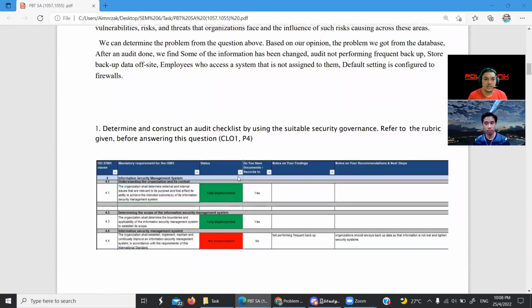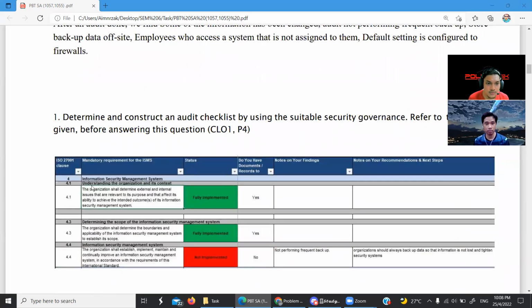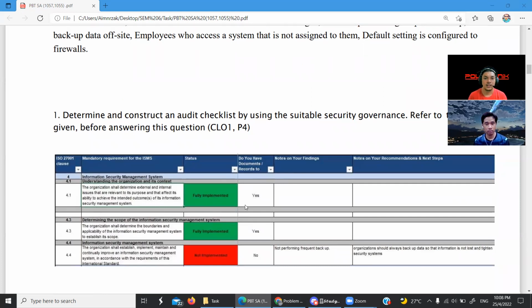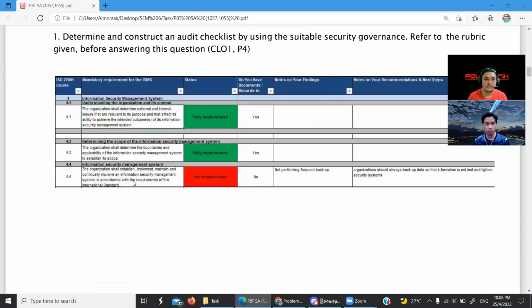So the first clause is information security management system. So in 4.1, understanding the organization and its context, the status fully implemented. Next, 4.3, determining the scope of information security management system. The status is fully implemented. Next, 4.4, information security management system, not implemented. The status is not implemented.